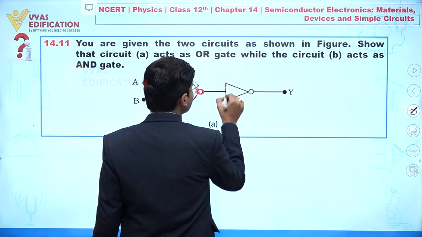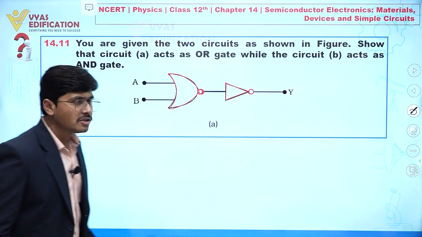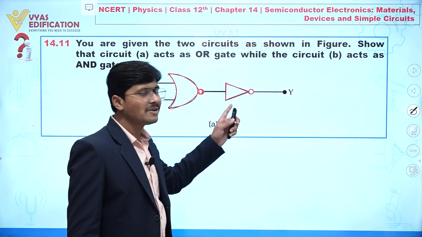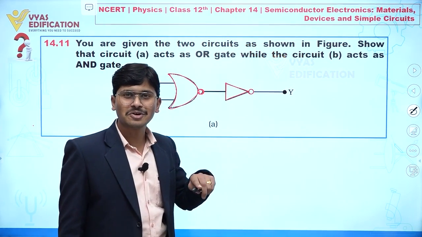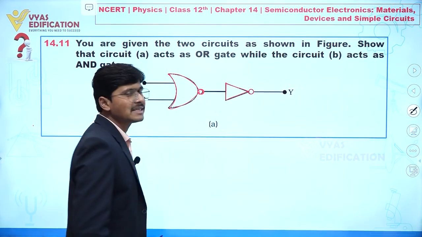And we can say this is actually a NOT gate. Yes or no? This is a NOT gate. So it means NOR and NOT, I can say this becomes OR. Clear? So we have to show that this acts as an OR gate.